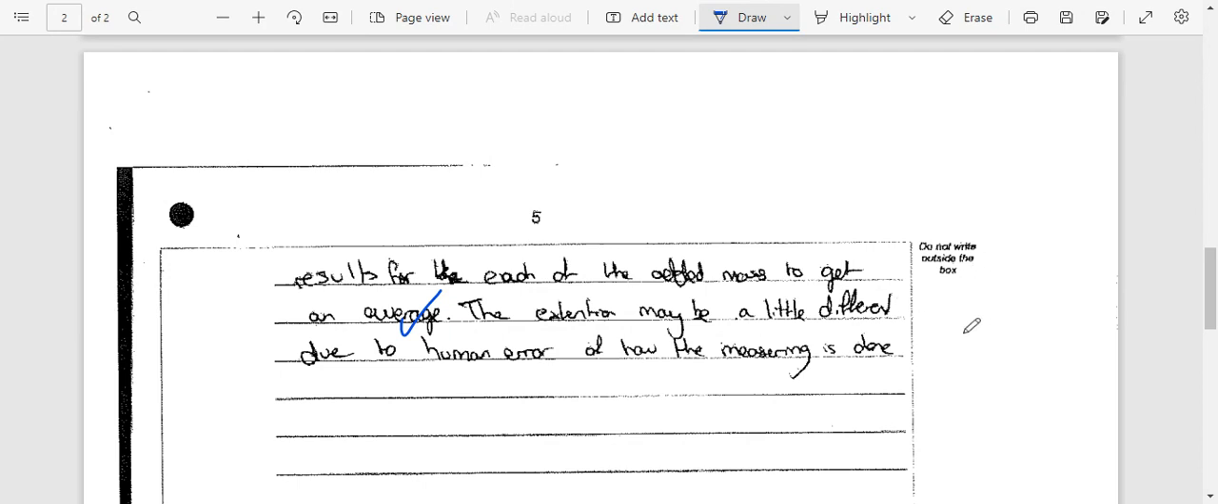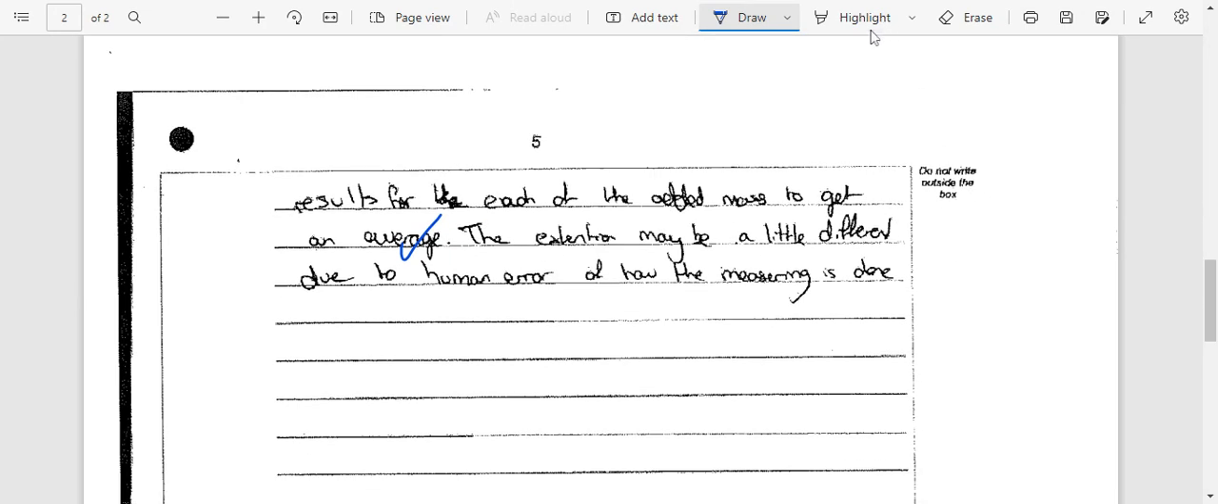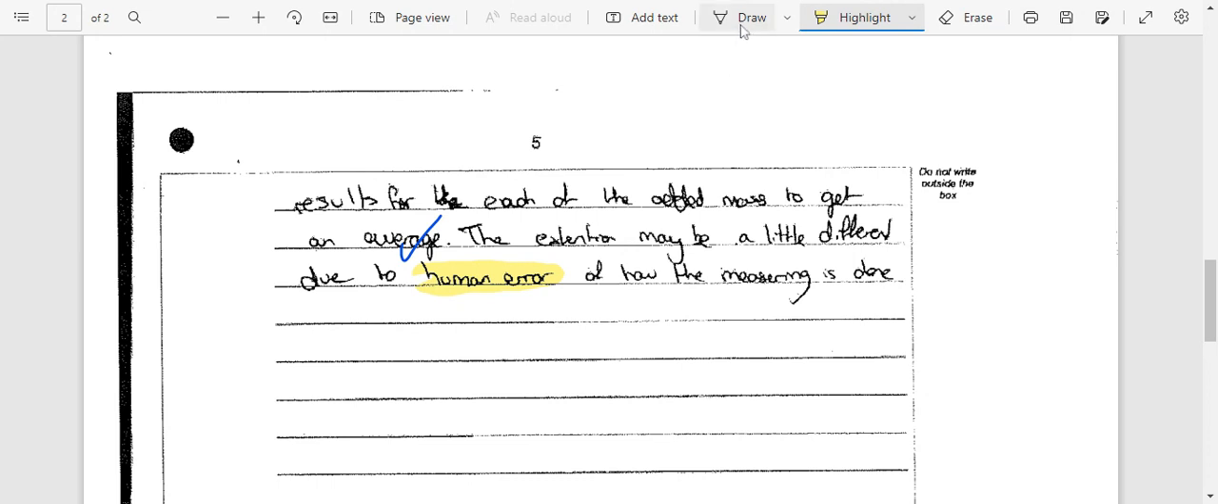Now, the question did say, and they have attempted to state a reason why the results might be inaccurate, but the student has said it may be human error. Now, human error will never get you any marks. You must say what the human error is. They're not wrong, they're just not being clear about what could have gone wrong. And the answer with this is any reasonable suggestion would get them credit.